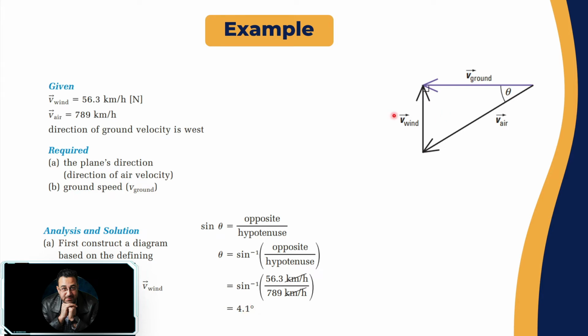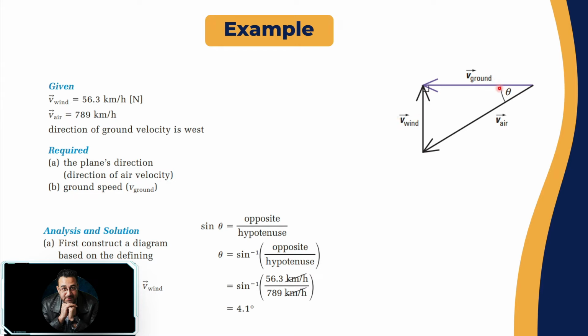Why didn't we use tan theta? Tan theta would give us opposite over adjacent, which would be v wind over v ground, but we don't know v ground, so it makes sense to use sine theta, which is opposite over hypotenuse. We know the hypotenuse as v air, we know the opposite as v wind, so those are given to us, and that's how you get your theta.